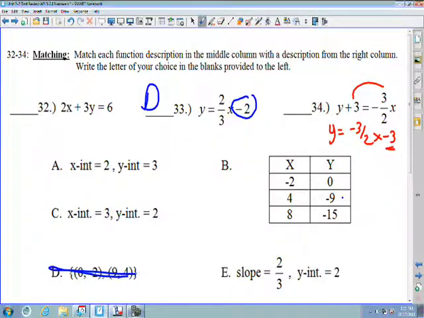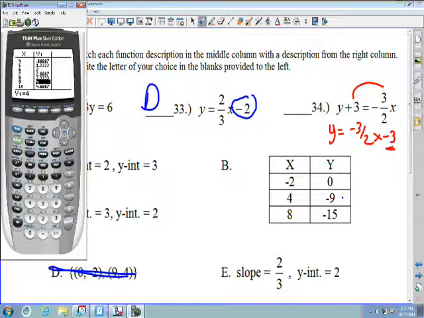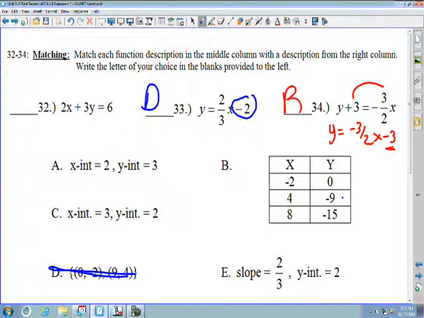And the way you check that is go in your calculator again. Put in there negative 3 halves x minus 3. Second graph. I've got, let's see, 8 negative 15. Yes. 4 negative 9. Hopefully that negative 2, 0 there. There it is, negative 2, 0. So yes, B is the answer to this one.